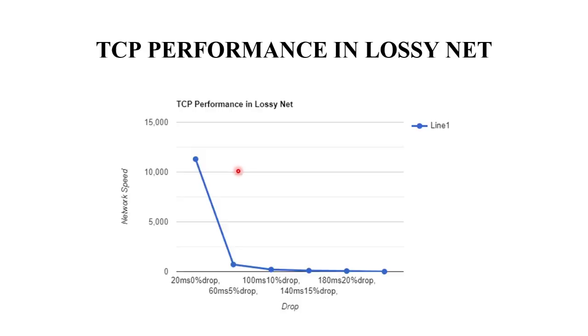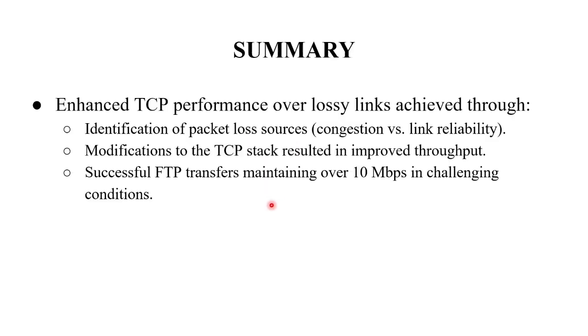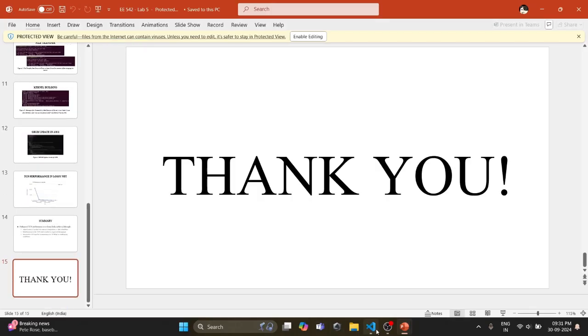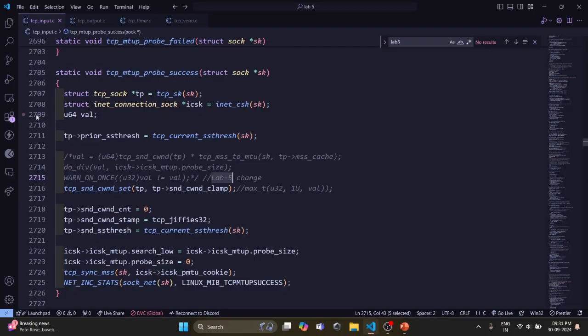Then grub modification. Now TCP performance gradually decreases in lossy time with an increase in drop rate. So that's the summary, and now I'll explain some of the code. So this is the code for TCP input.